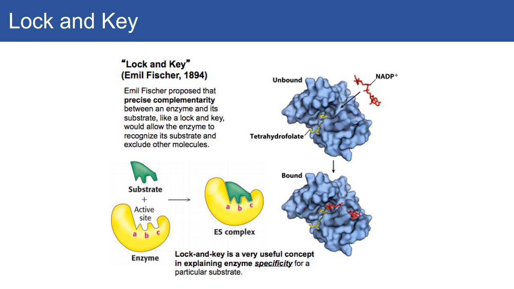The next one is the lock and key mechanism. This is probably a little more famous than the other two, a little more defined. Basically, the idea is that the substrate only fits effectively at the active site. It's very specific, and the terminology is precise complementarity between the enzyme and the substrate. It acts like a lock and key. In this situation, you can see that the molecule, tetrahydrofolate, fits in the enzyme very specifically, and it binds in there. The high degree of specificity is what allows the molecule to interact.